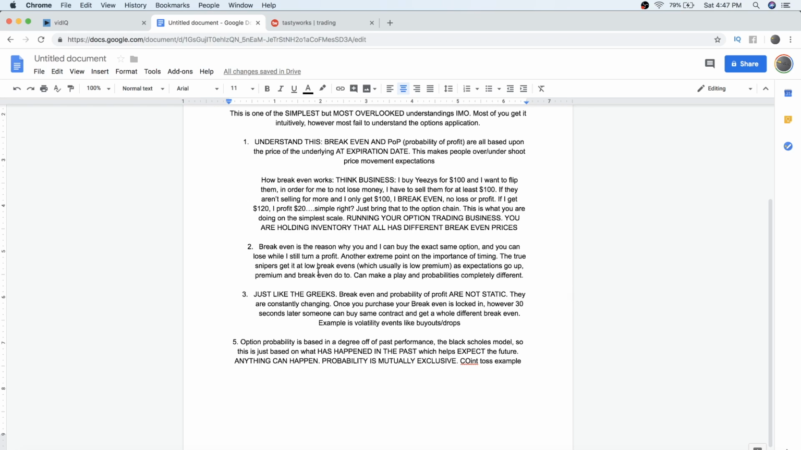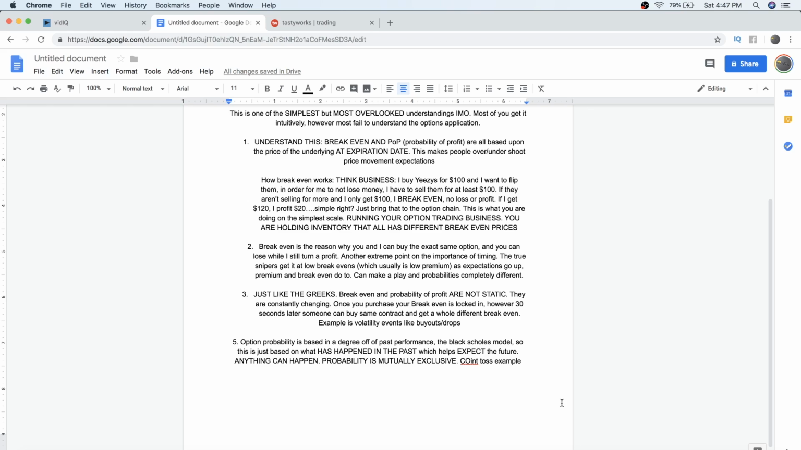So the true snipers are the ones who get it at a low break even. They buy it at a low premium, and that's why options go crazy. When I buy the 10, 20, 30, 40, 50 cent options, I'm buying them at low premium, so the break even is very, very low. When I'm buying a 30-cent Amazon, my break even is only adding 30 cents. So when it goes up and up and up, that's the thing. As the stock and expectations go up, now the premium and break evens do.